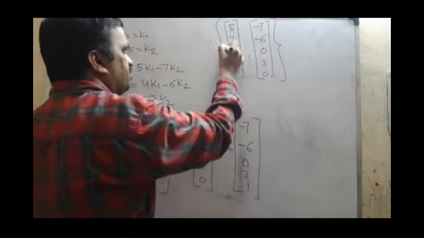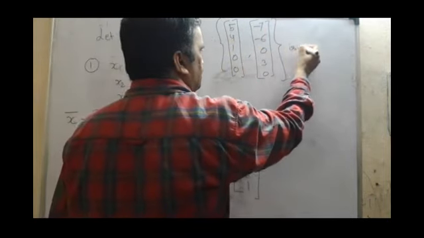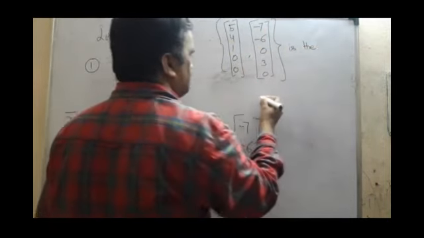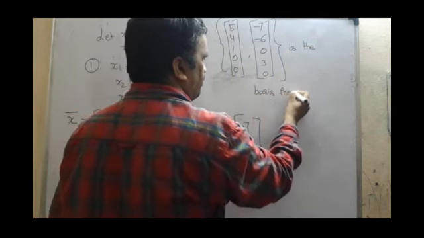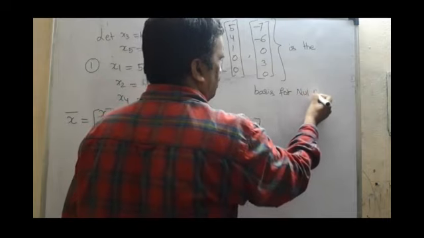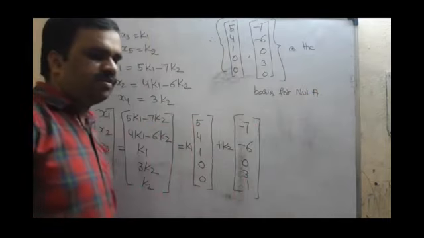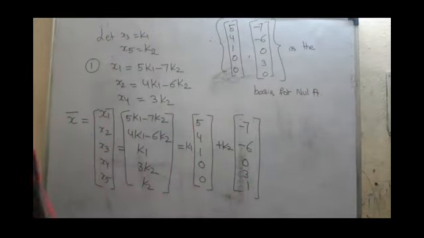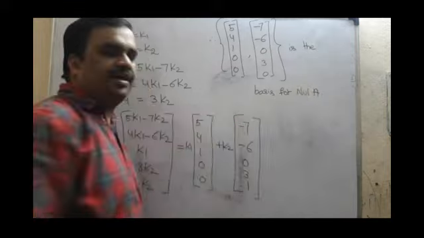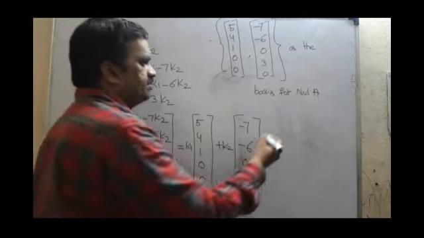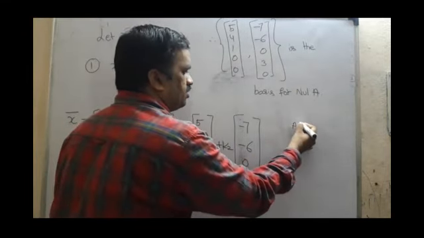is the basis for null A. That's all. Is the basis for null A. So once again here see, we have to find the basis for null A. We consider A x bar is equal to 0 bar.